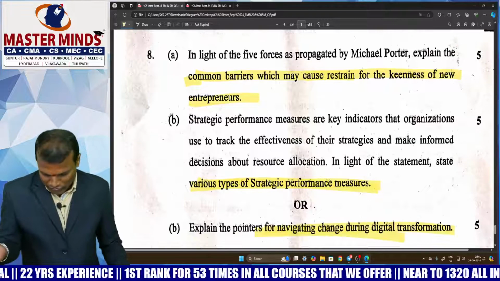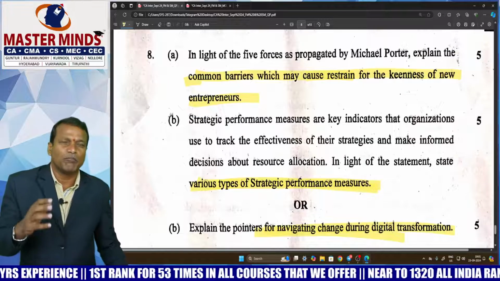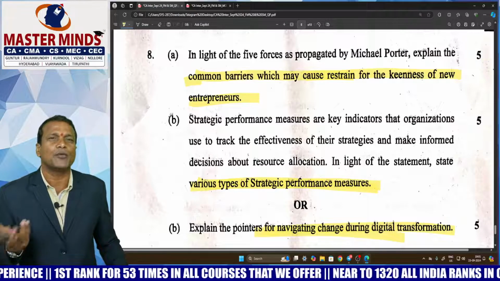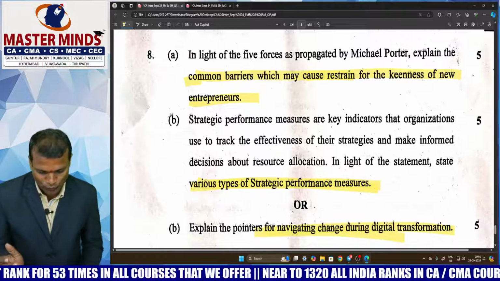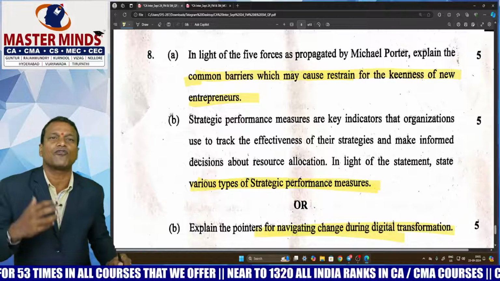Right, now come to the question number 8b. This is one of the major questions, highly probable question, as we have discussed already in one day before exam strategy also. What are the different types of strategic performance measures?